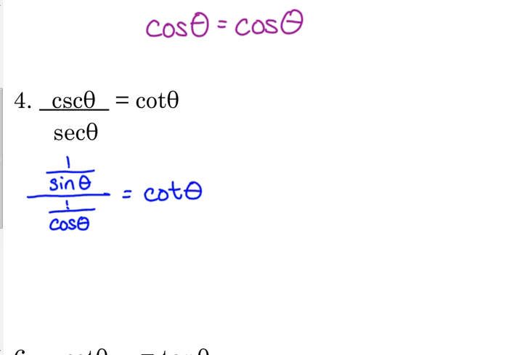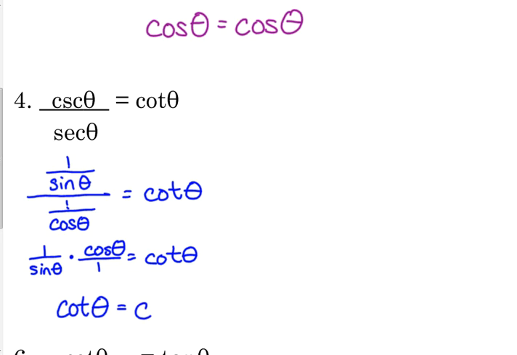Okay, what do we have? What do we do when we have a fraction divided by a fraction? We keep the top one the same. We flip and multiply. This is why we did the rational unit before we got to trig. Okay, and then what is cosine over sine equal to? Cotangent. And that's it.